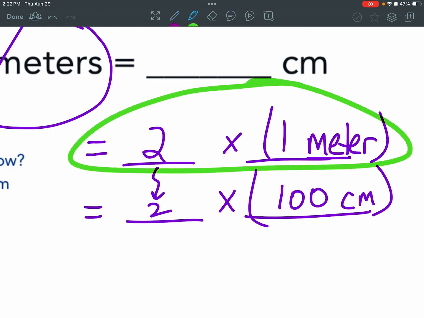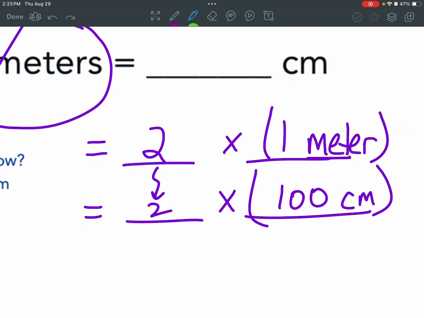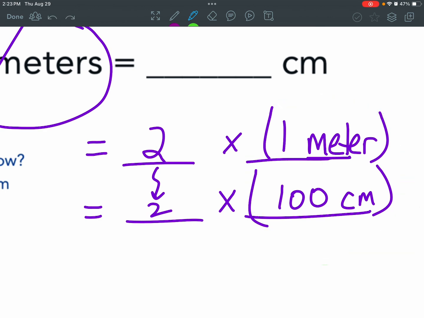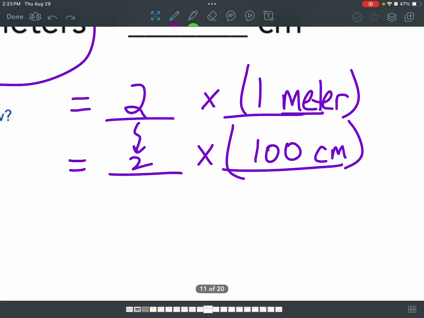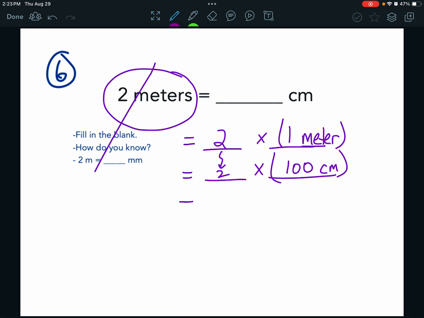Well, let's take a look at these two lines. Are those two lines equal to each other? Pause and discuss. Well, they are. We didn't change anything, the 2 stayed the same, we're still multiplying, and these two right here, 1 meter equals 100 centimeters. So it is the same value, it just looks different. And now our final one, we just multiply it. So 2 times 100 gets us 200, and we need to label it. That would be 200 centimeters. So 2 meters equals 200 centimeters.